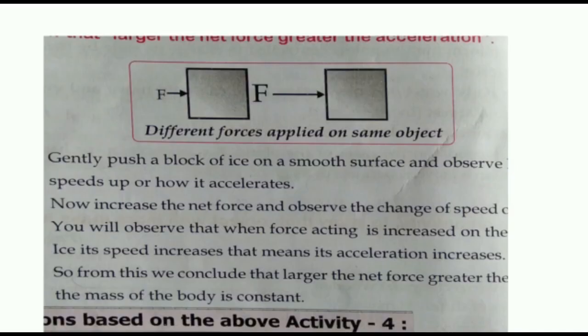All of you see the picture. Here different forces are applied on the same object. Larger the net force, greater the acceleration.